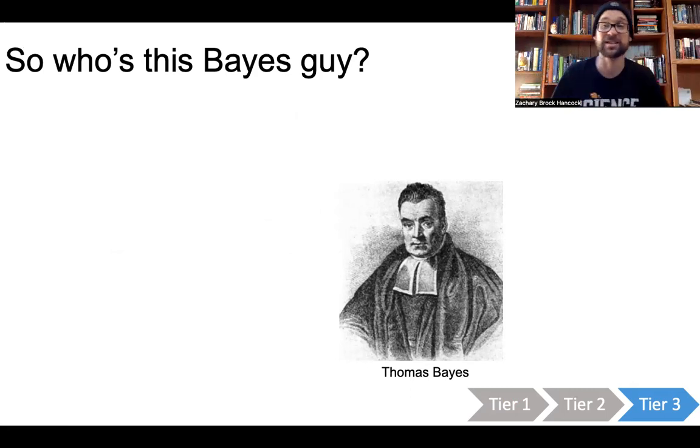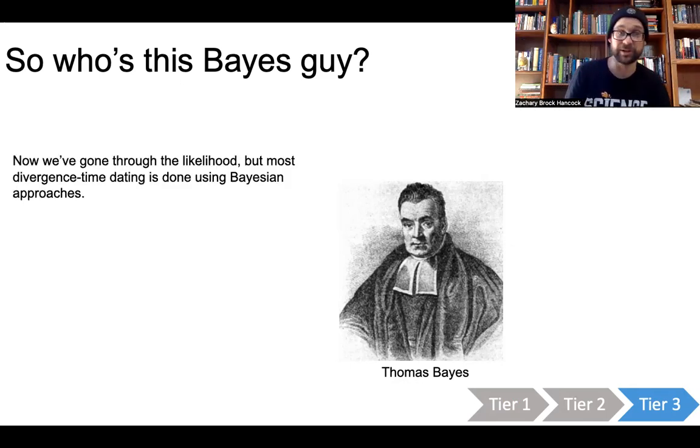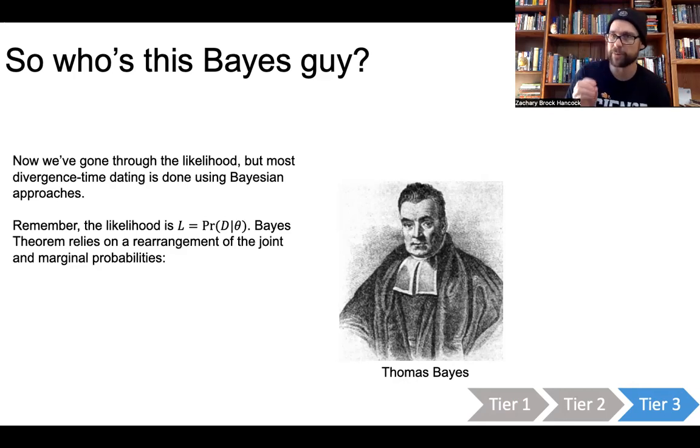Another way to do this is taking a Bayesian approach. So you've heard about Bayesian statistics, I'm sure, but who is this Bayes guy? What is Bayesian statistics actually all about? Well, now that we've gone through the likelihood, we need to recognize that most divergence time dating is done using a Bayesian approach. So now remember that the likelihood is the probability of the data given the model that we think generated that data, okay?